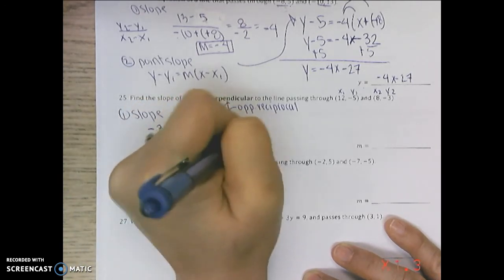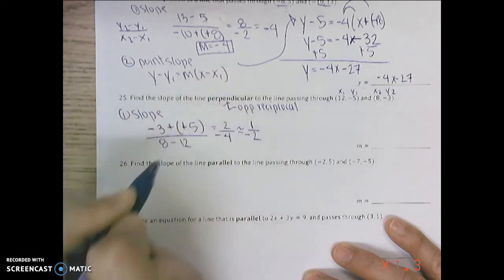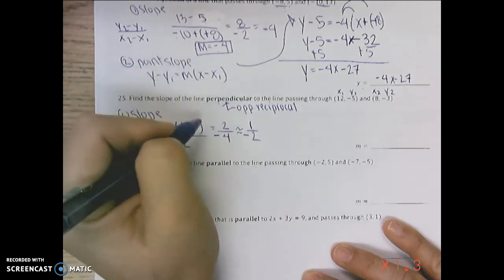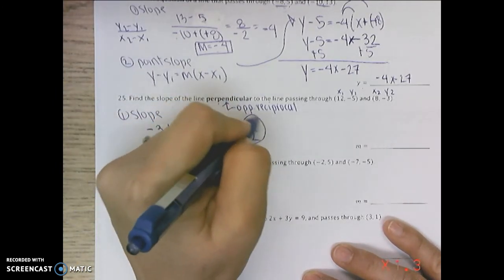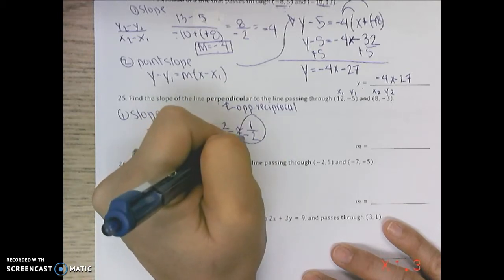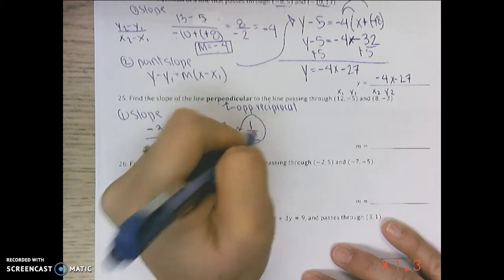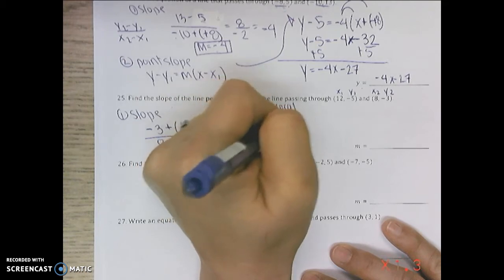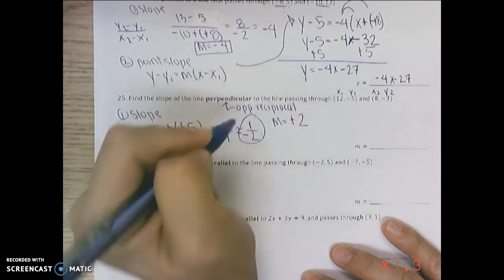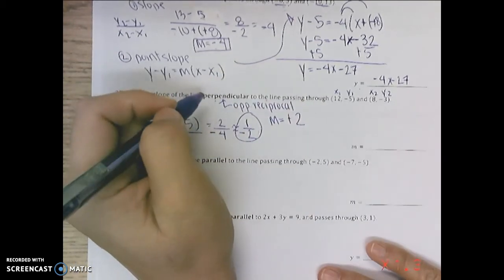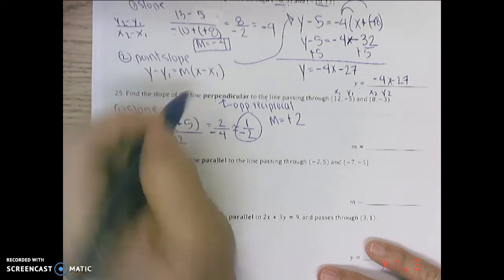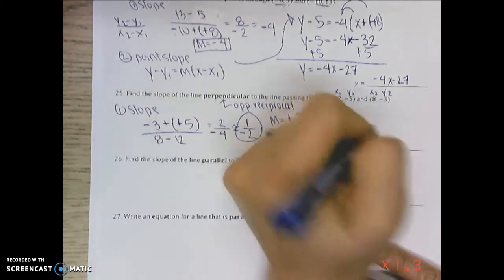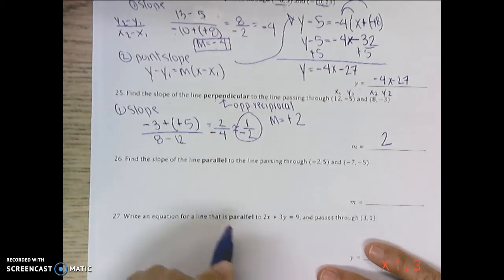That reduces, they can both be reduced by 2. So negative 1/2. Now guys, remember it's the opposite reciprocal, so the opposite value is going to be positive, and then I'm going to flip it. So my new slope is a positive 2. Now, that's all I needed to do, find the slope. So positive 2 is my answer.